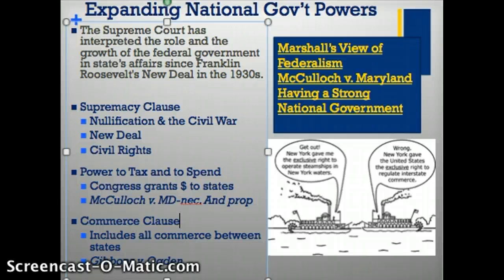Gibbons countersued, claiming that the U.S., not New York, could be the only entity that gives the right to operate in between states. And the Supreme Court agreed. So, kind of like this cartoon says right here, wrong. New York gave the United States the exclusive right to regulate interstate commerce when New York decided to ratify the Constitution. Therefore, New York cannot give you the exclusive right, Ogden, to run your monopoly. And the Supreme Court agreed in Gibbons v. Ogden.